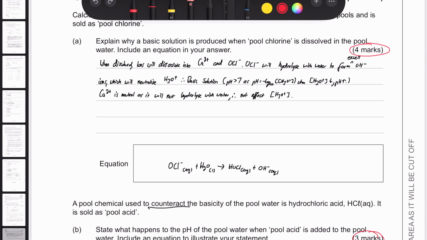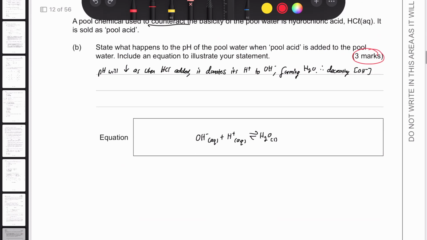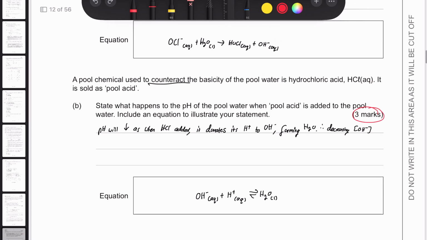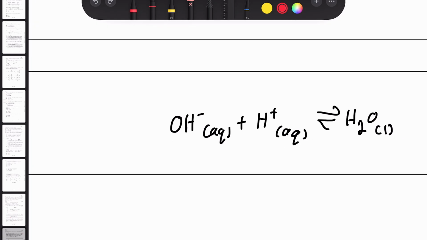Excess due to hydrolysis, and then 2 marks for the equation. pH will decrease, and then the equation. You could have also done OCl minus reacting with H plus, or you could have done hydronium with OH.